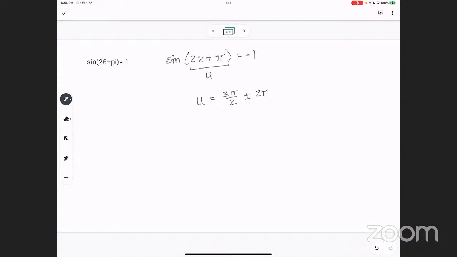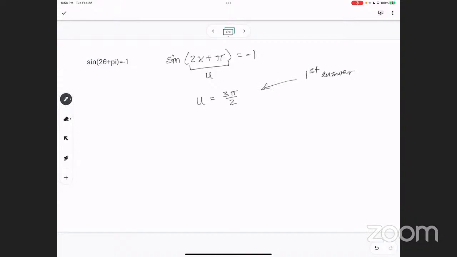So, no, let me not do that yet. Let me not add the 2 pi in yet. Let me just do this. We're just going to find the first answer. Okay. So this is going to help us find the first answer.